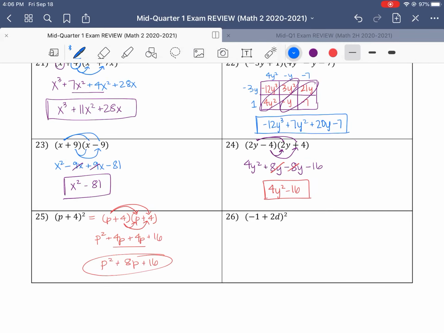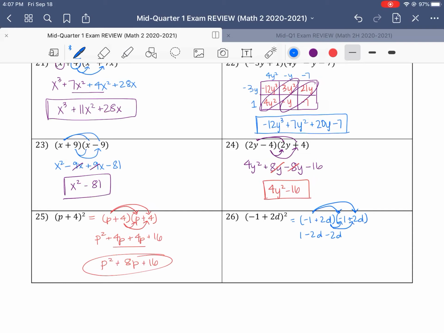Okay, again, last one very similar. That squared means that there are 2 of these, so negative 1 plus 2d multiplied by negative 1 plus 2d, and we go ahead and multiply that, so negative 1 times negative 1 is a positive 1. Negative 1 times 2d is a negative 2d. 2d times negative 1 again, negative 2d.